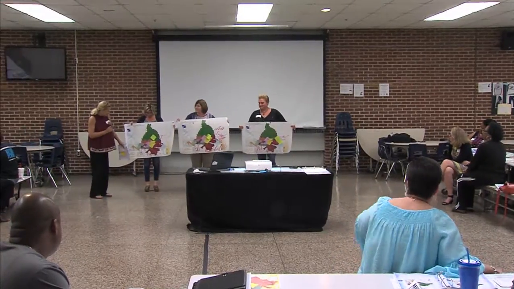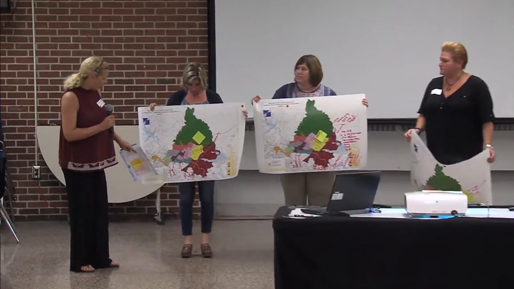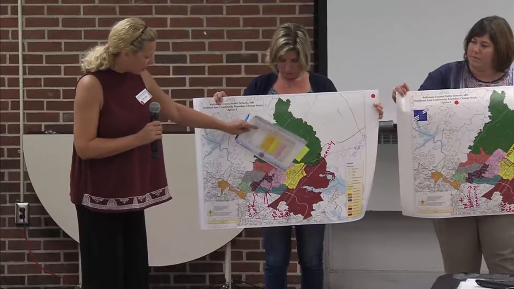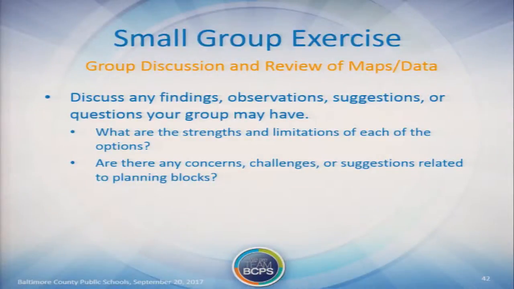The first thing that we disliked on option one is the layout on the Perry Hall school, the new school. It's just such a wide split, and we felt like down here, although geographically it doesn't look like a big commute, that's going to be a long bus ride with the congestion in the area. So we felt it was just a little too far.